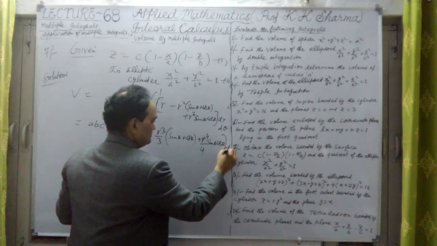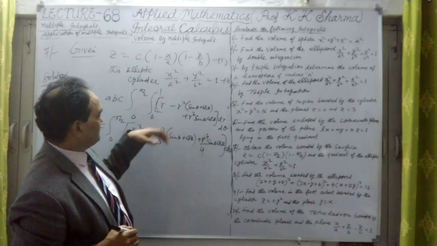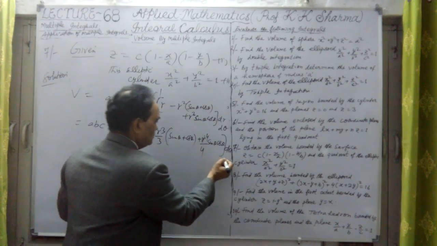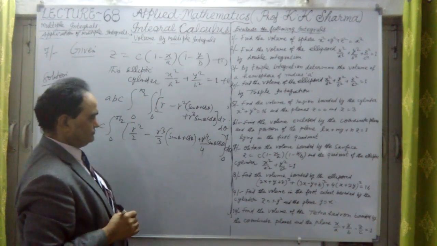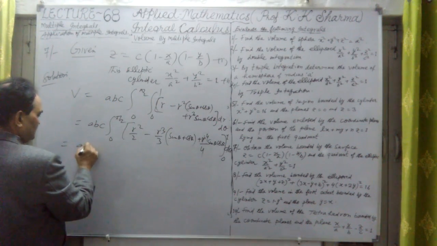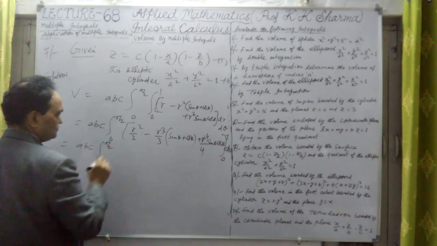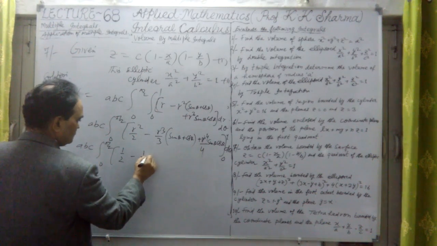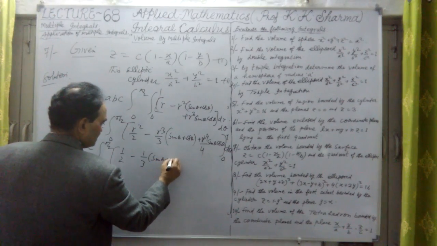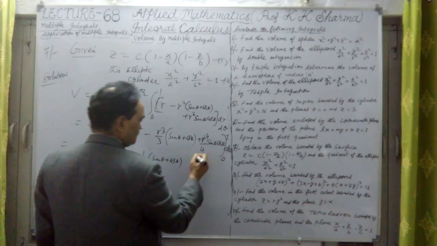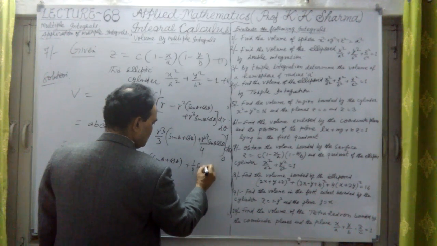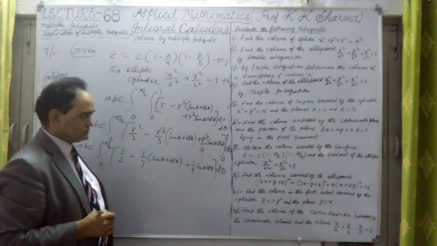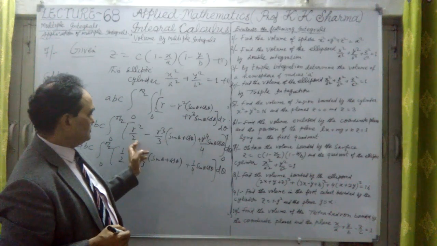Now d theta. We have integrated with respect to r, and now the limits are 0 to 1 in the case of r. So this is abc, 0 to pi by 2, where we substitute 1 for r: 1 over 2 minus 1 over 3 sin theta plus cos theta, plus 1 over 4 sin theta cos theta, d theta. With r equal to 0, all three terms will be 0.